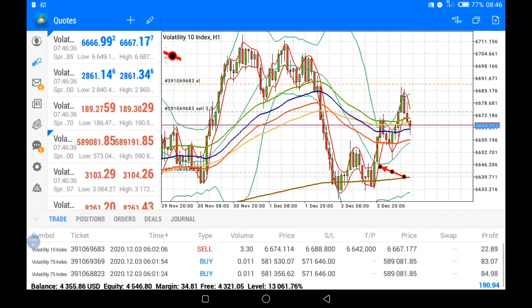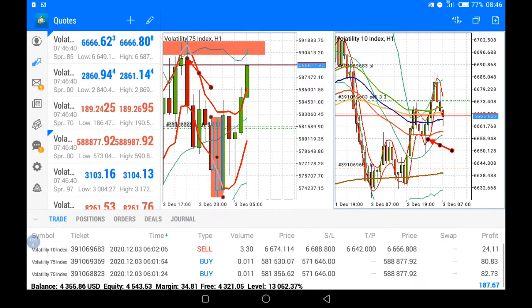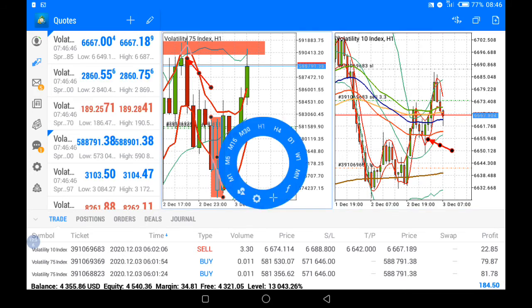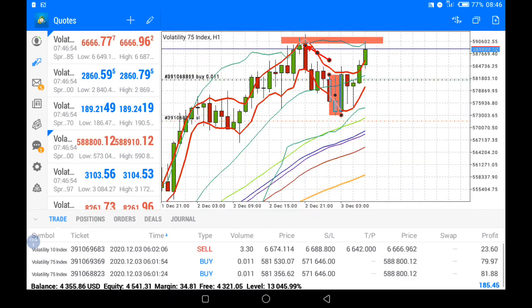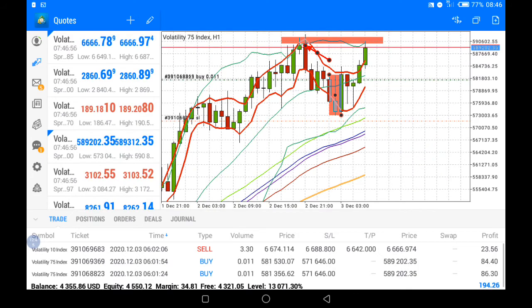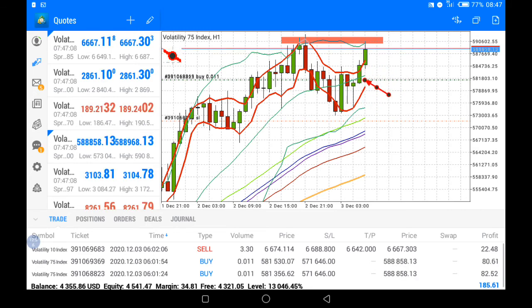And like I said, I chose to buy Volatility 75 Index because of the bullish engulfing bars and the high wave signals. I chose this buy here because of these bullish engulfing bars and the high wave signals. So that is why I chose it. These are high wave signals.